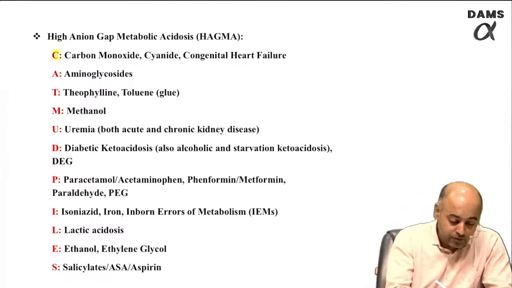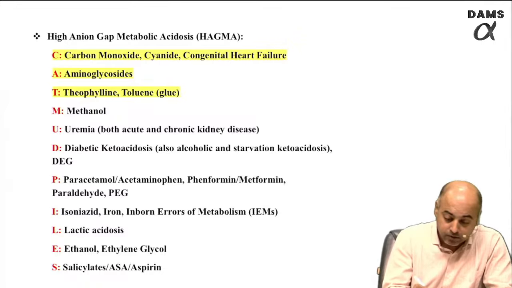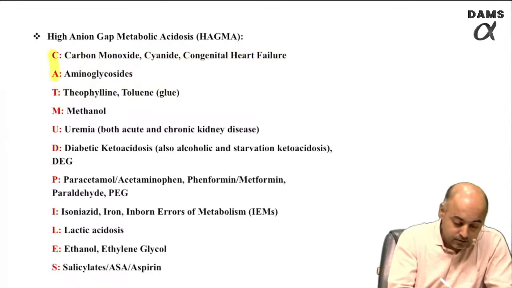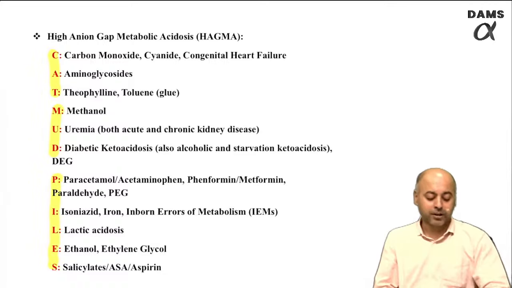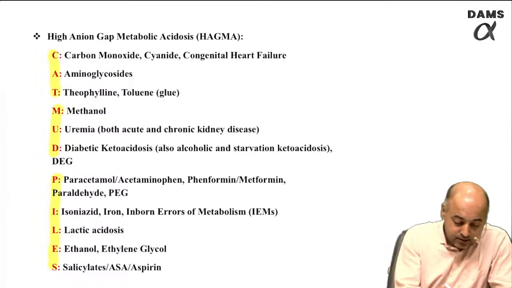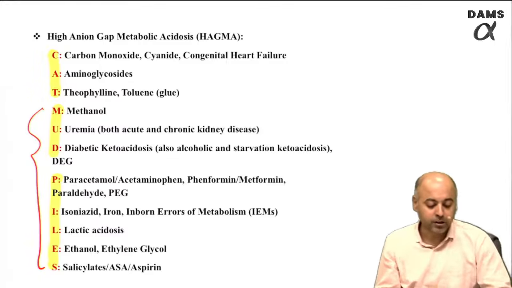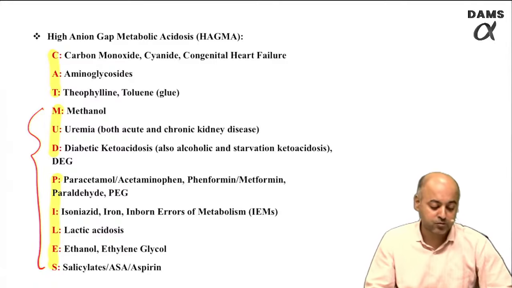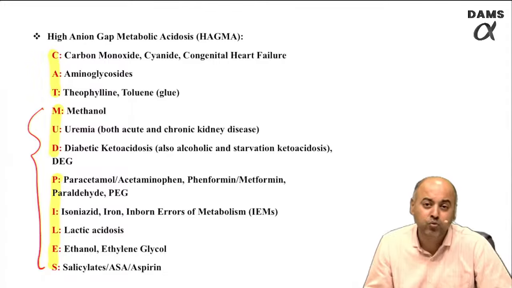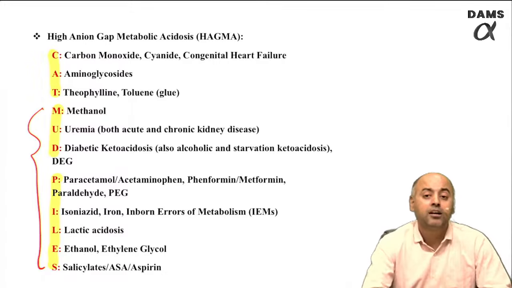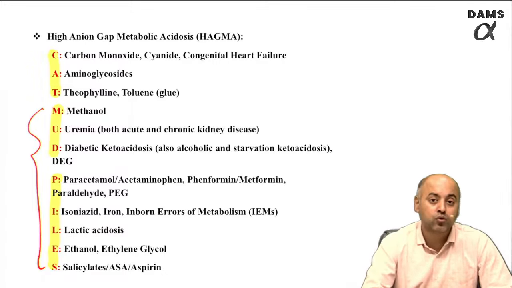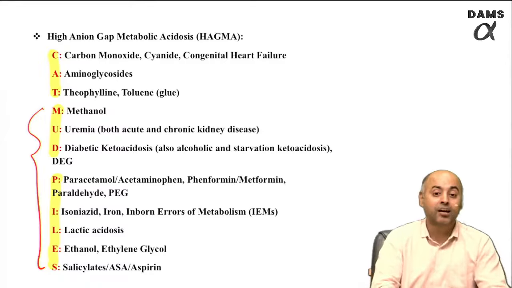Some of the very important causes for the high anion gap metabolic acidosis can be remembered by the very simple mnemonic CAT MUD PILES. Even out of this list, the MUD PILES part is more commonly seen. But to make it exhaustive, I have written the CAT part, which also lists causes for high anion gap metabolic acidosis.